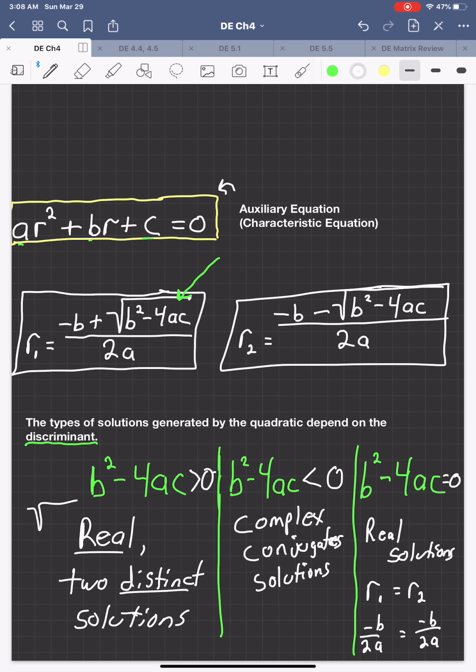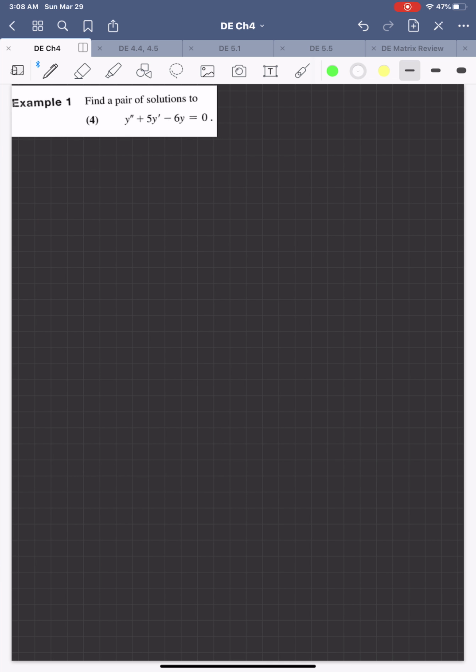So we're going to begin with the first scenario. That is when your auxiliary equation, your characteristic equation, the discriminant, the b squared minus 4ac, is producing numbers that are greater than 0. Okay? So if you've been waiting, maybe you've even fast forwarded, let's get to the example and you can reverse engineer the theory from the example. No problem.